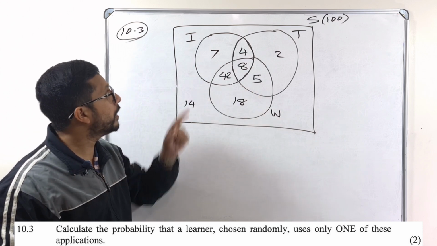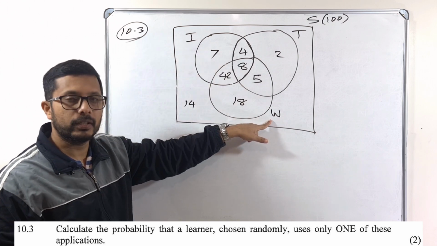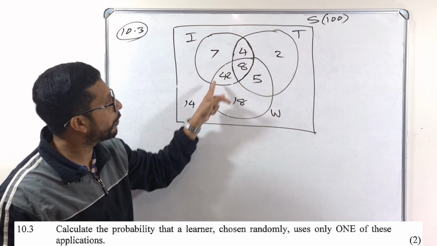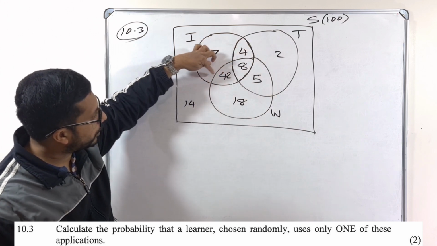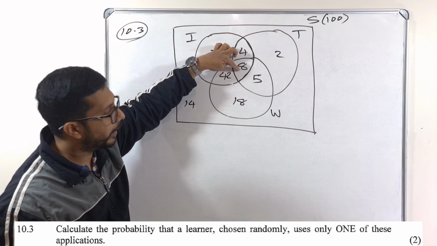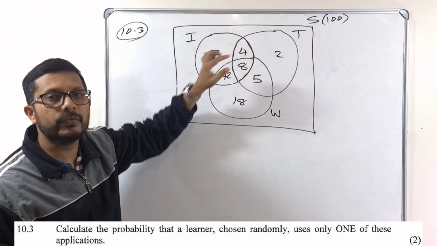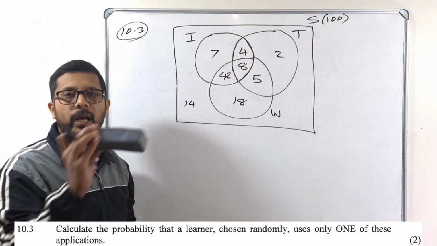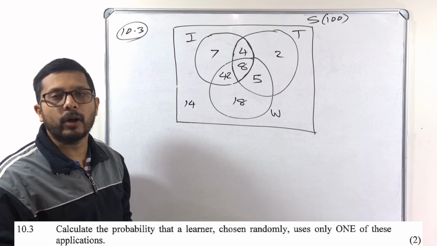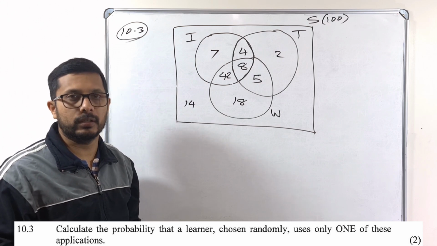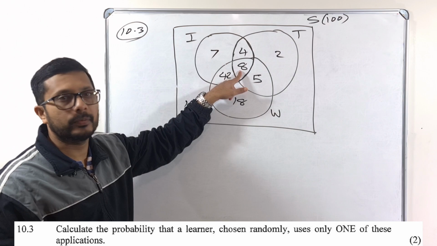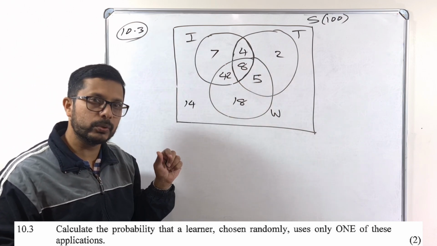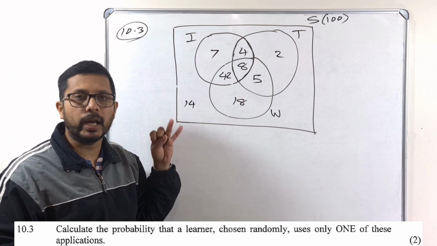How many people are using Instagram and WhatsApp? So you have to check what is the common space for Instagram circle and WhatsApp circle. So which one is the common space for this one? This one, this part. Am I right? That means 42 plus 8. 42 plus 8 is 50. So 50 people are using both Instagram and WhatsApp. Now how many people are using all three social medias? 8, because this 8 is the common space for all three. So 8 people are using Instagram, WhatsApp and Twitter.